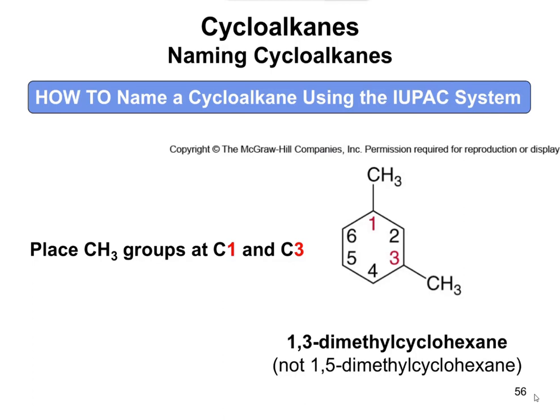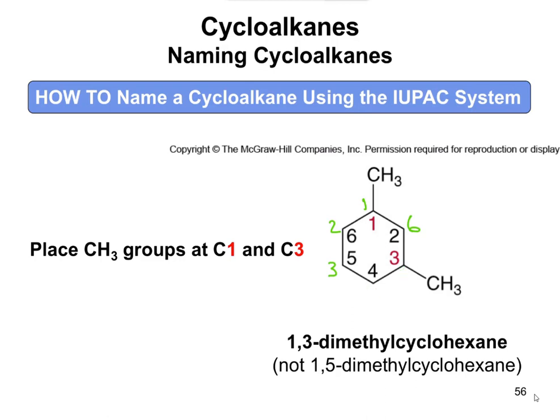You could imagine, I'm going to go to a green marker here, you could also imagine if we called out 1, 2, 3, 4. Right, we could also, in theory, number our carbons going counterclockwise the other way. We would not want to call that 1,5-dimethylcyclohexane.